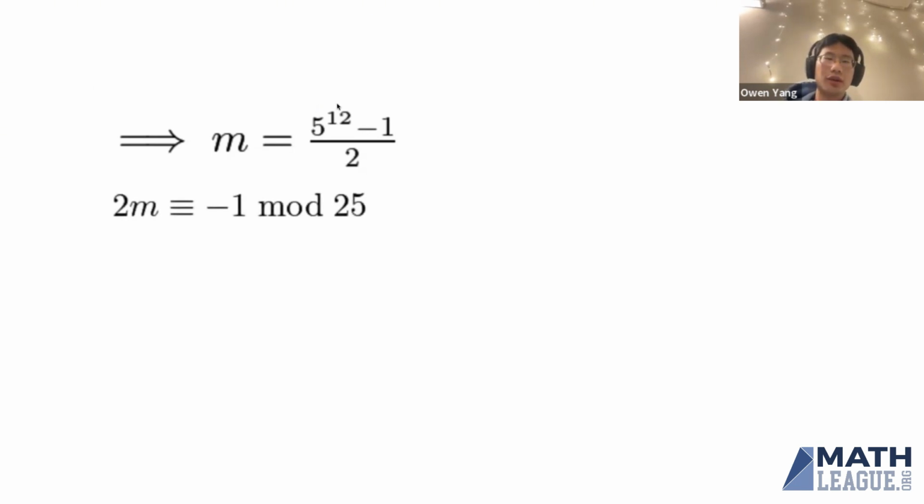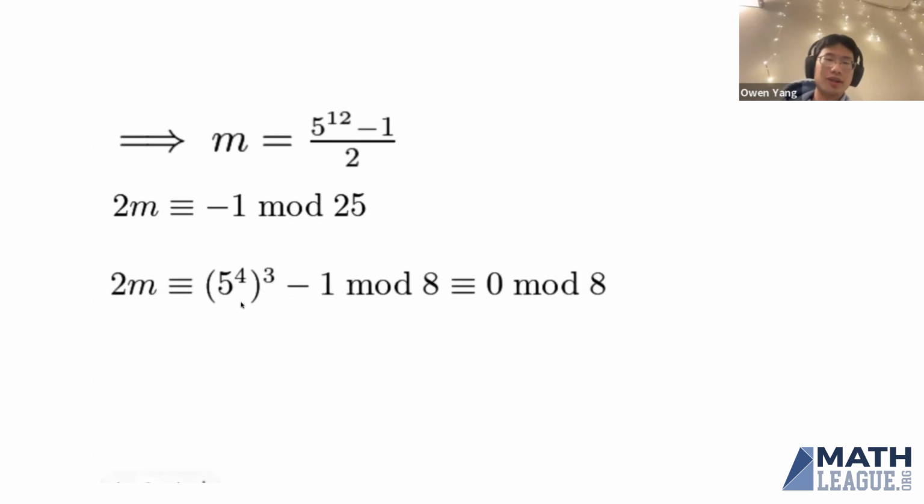So 2m is just this numerator part, and 5 to the 12th is obviously 0 mod 25 because 25 is just 5 squared. So 2m is congruent to negative 1 mod 25, and then 200 is 25 times 8. So we also need to find this mod 8. Well, using Euler's totient, 5 to the 4th is equivalent to 1. Or you can just say that 5 squared is 25, which is 1 mod 8. No matter which way you do it, you can find that 5 to the 12th is 1 mod 8. And so this numerator of the fraction is going to be equivalent to 0 mod 8. And now using the Chinese remainder theorem, we can find that 2m is equivalent to 24 mod 200.